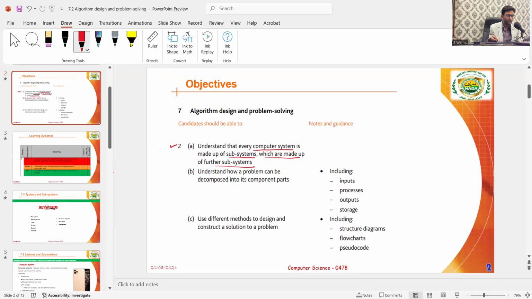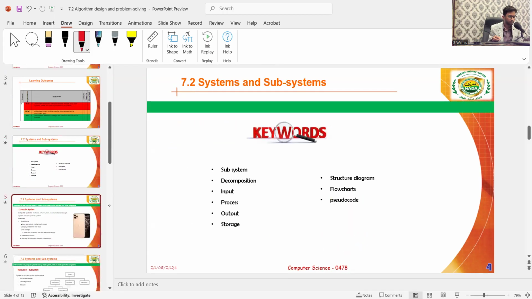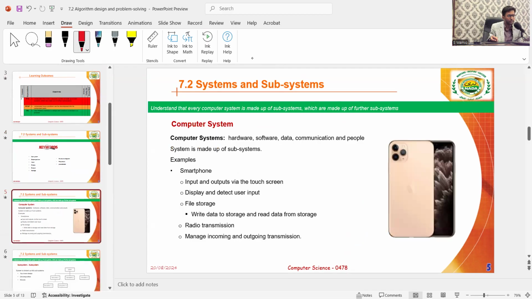We need to understand how a problem can be decomposed into its components, right? For example, we have input, we have process, we have output, we have storage. Then we can use different methods to design and construct a solution to a problem, and that is in the design area, the three areas that we have just discussed. So I'm going to take you along with these. I hope that the concept is clear to you. First of all, we are going to discuss understanding that every computer is made up of subsystems, which are made up of further subsystems.